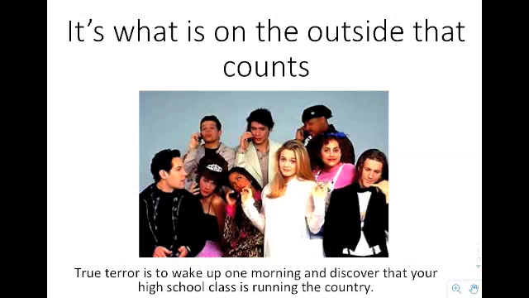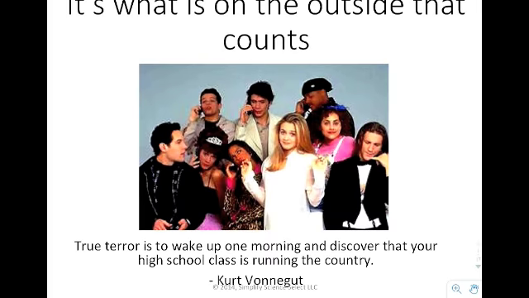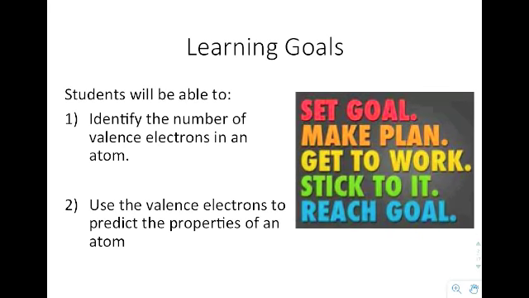Presentation on the atom, and it's on what's on the outside that counts. It says true terror is to wake up one morning and discover that your high school class is running the country, by Kurt Vonnegut. So the learning goals for this presentation are that you be able to identify the number of valence electrons in an atom, and use the valence electrons to predict the properties of an atom.